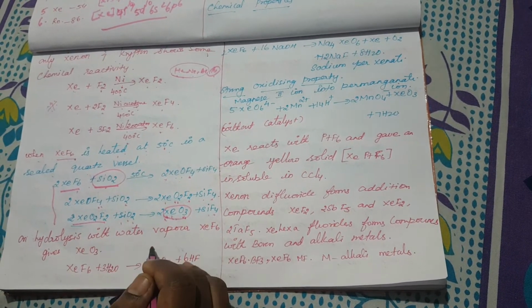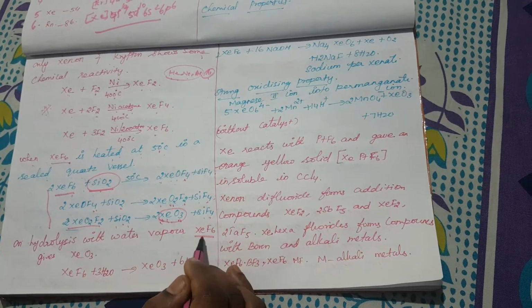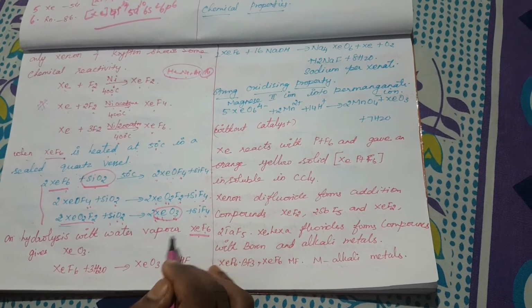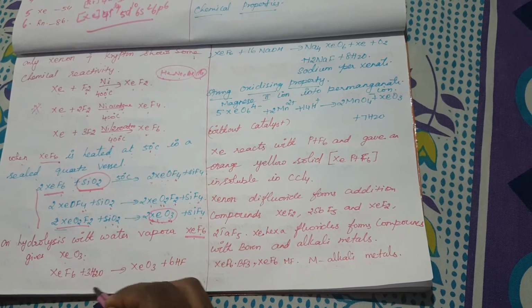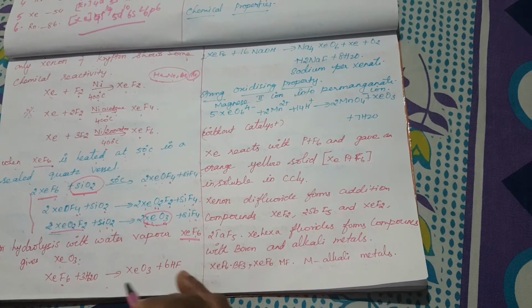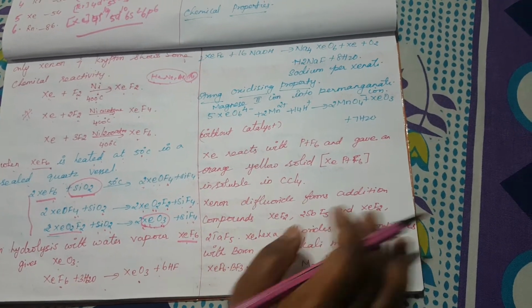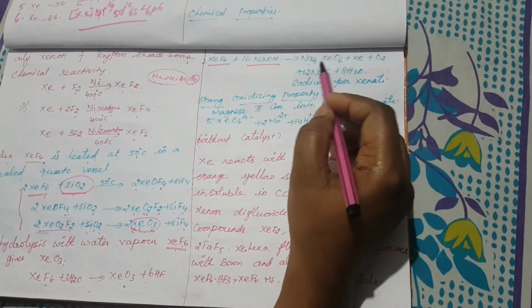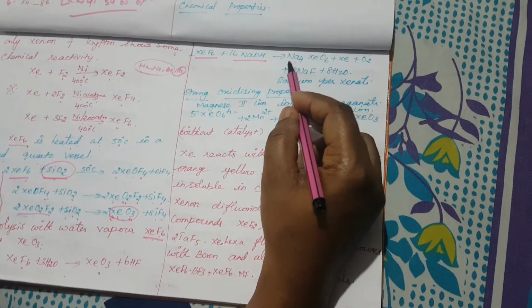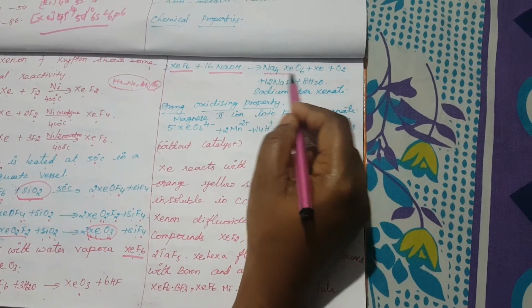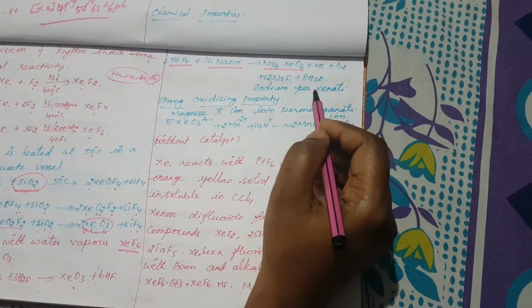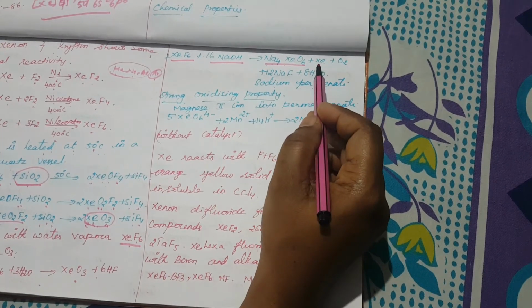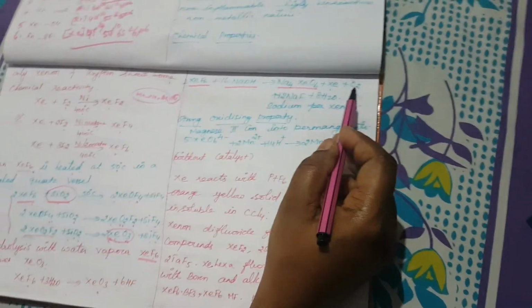On hydrolysis with water vapor, xenon hexafluoride gives xenon trioxide and hydrofluoric acid. Xenon hexafluoride also reacts with alkali, forming sodium xenate and sodium perxenate. So the name of this compound is sodium perxenate, and the next one is xenon plus oxygen.